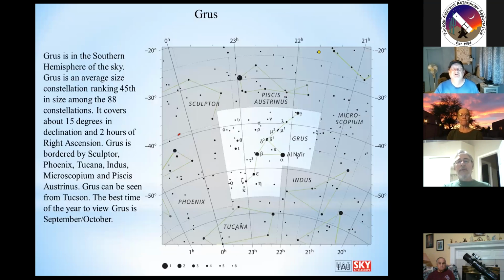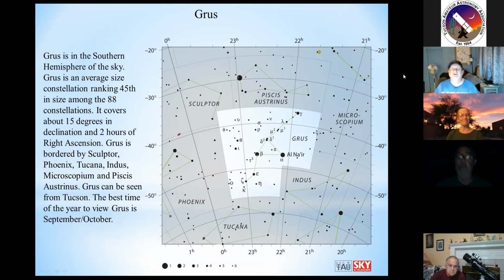Okay, so get rid of that little bar. Okay, there we go. Okay, so Grus, constellation of the southern sky. It's an average size constellation. It ranks 45 out of the 88 constellations in terms of area that it covers in the sky. Covers maybe 15 degrees in declination and about 2 hours in right ascension. It's bordered by Sculptor, Pisces Austrinus, Microscopium, Indus, Tucana, and Phoenix, which are constellations probably we've never looked at. They're all in the southern sky.